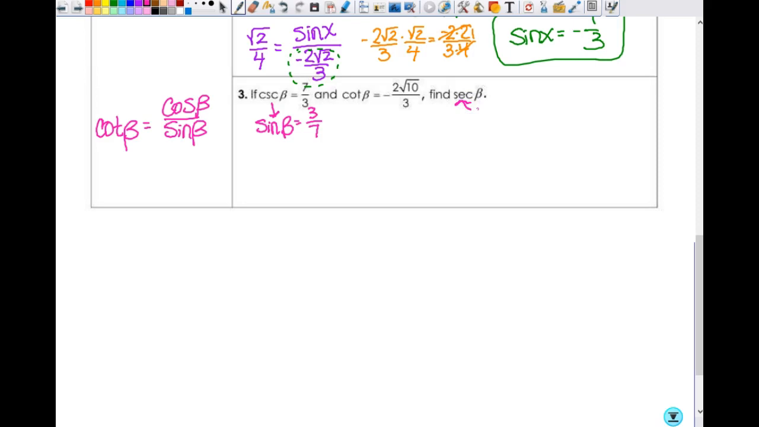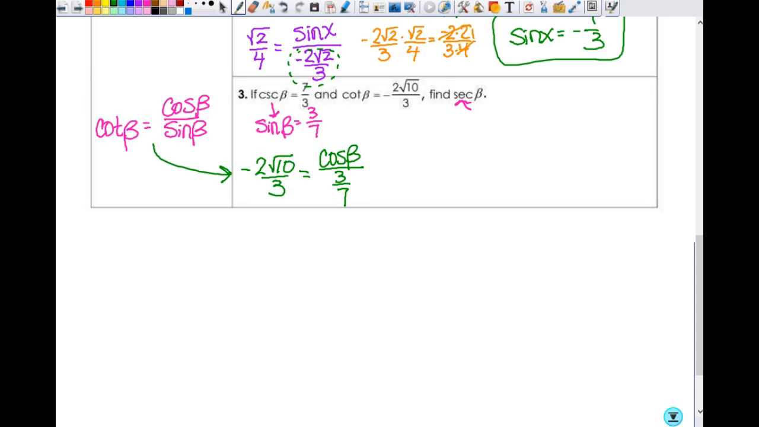If I can figure out what the cosine is, I can just take the reciprocal and I'll get the secant that I actually want. Everybody with me so far? So now I have this. I have figured out what the sine is based on what they gave me. I'm going to substitute. So cotangent is negative 2 square root of 10 over 3. I'm just using this and substituting. And that's equal to the cosine, which I don't know, over the sine, which is 3/7. So cotangent equals cosine over sine.